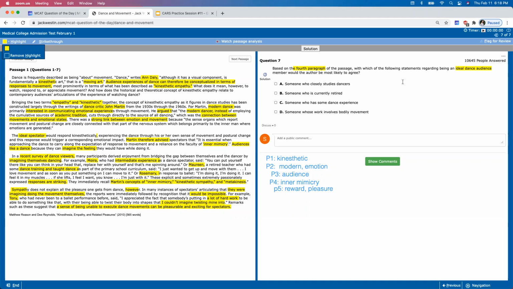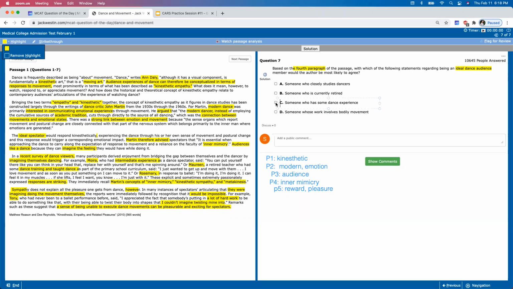Based on the 4th paragraph, which of the following statements regarding being an ideal dance audience would the author be most likely to agree with? So the 4th paragraph, we talked about the inner mimicry. We can even go back and just read the few highlights we did. They're imagining themselves dancing. We had experience of dancing, training, and teaching dance. So we kind of want something that has to do with that.